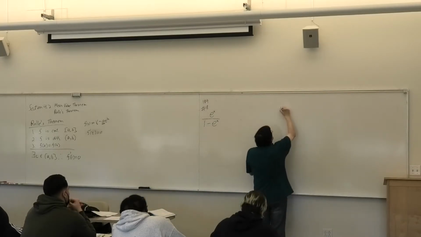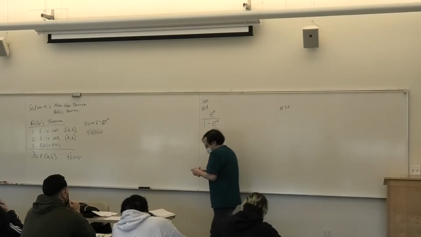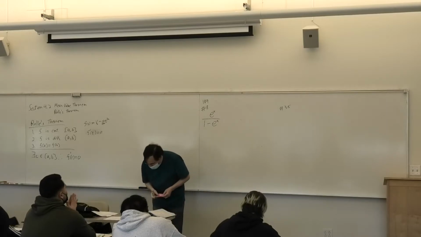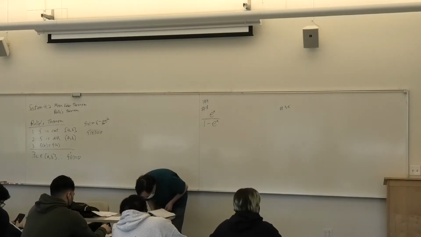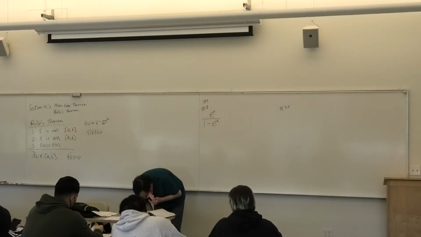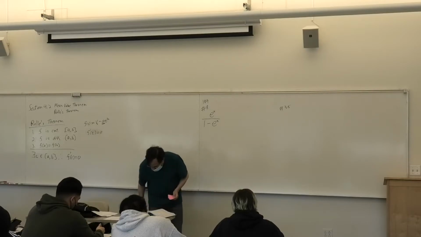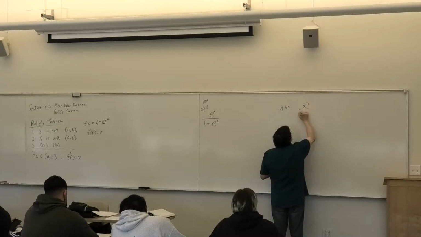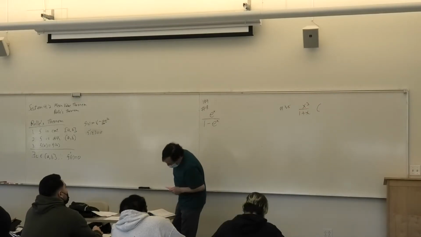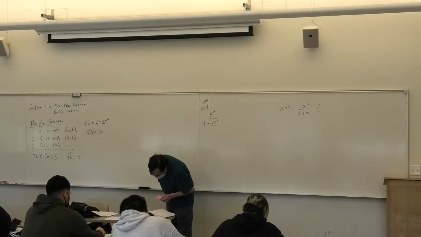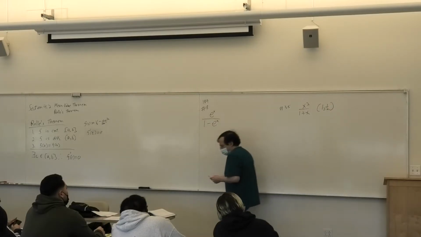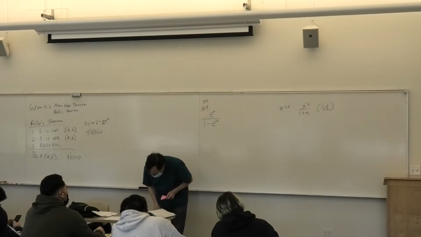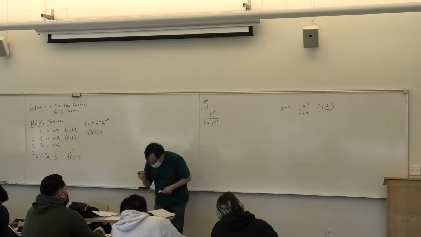And then number 35. Number 35 is find the equation of the tangent line to x squared over 1 plus x at the point. Really? What? Yeah, that's right.